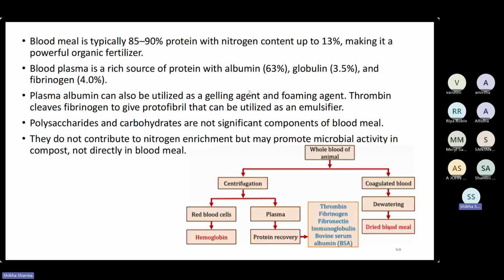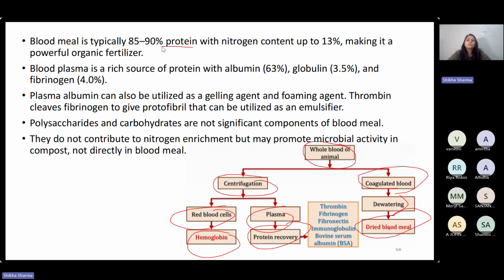Blood meal comes from the whole animal blood. From the whole blood, centrifugation is done, and the red blood cells can be separated, from which hemoglobin can be separated. The plasma will have the protein, so we can get proteins from this blood. Also, from the whole blood, the coagulated blood is taken, dewatering is done, and a dried blood meal can be obtained. This blood meal is a very high source of protein, around 85 to 90% protein, with nitrogen content up to 13%, making it a powerful organic fertilizer.